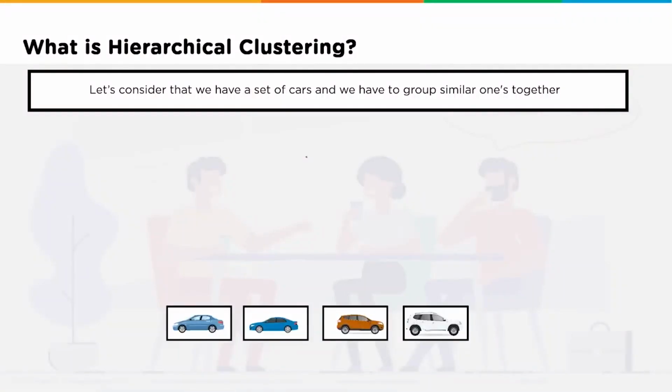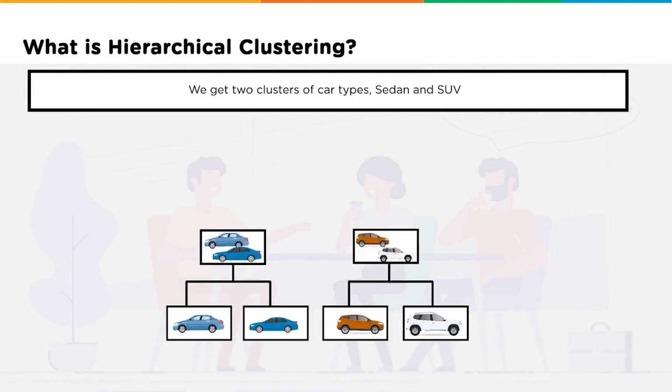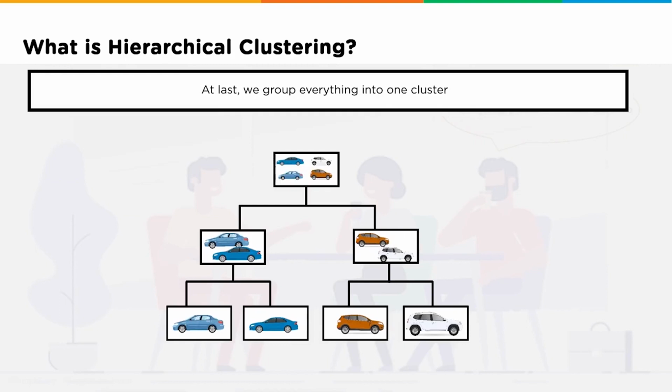Let's consider we have a set of cars and we want to group similar ones together. So below, you'll see 4 different cars, and we get 2 clusters of car types, sedan and SUV. If you're just looking at it, you can probably think, oh yeah, we'll put the sedans together and the SUVs together. And then at last we can group everything into one cluster.